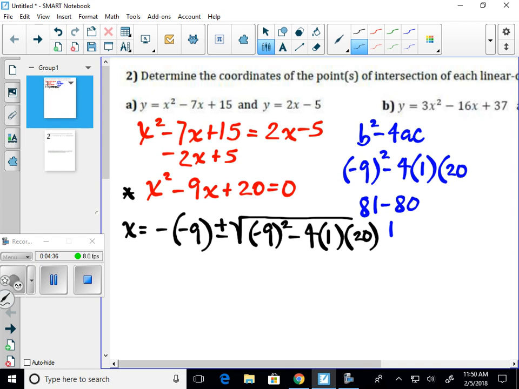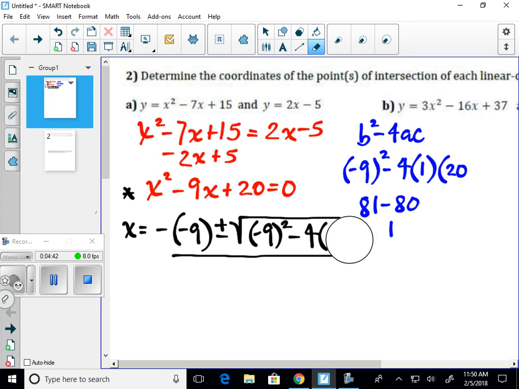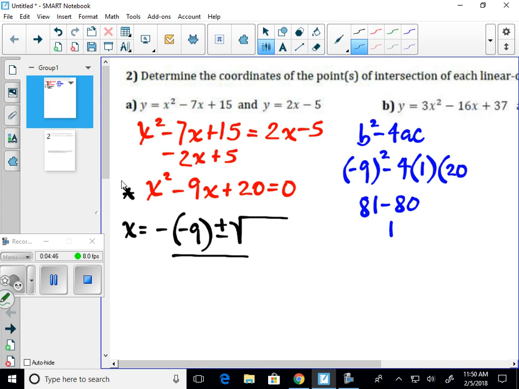Haven't we already done what's underneath that radical? The answer would be yes. That's your determinant. So why couldn't I, if I've already done the hard work, just go ahead and say that this is plus or minus the square root of 1? Because that's what I found the determinant to be. Wouldn't that save me some time?